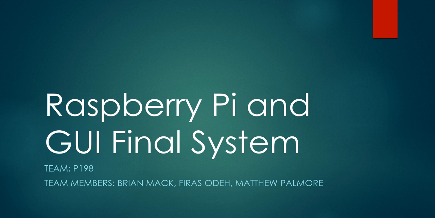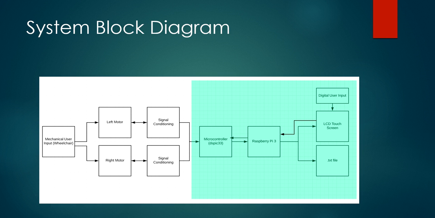Hello, in this presentation I will talk about the final system for the Raspberry Pi and GUI. Over here we have an overall system block diagram for the final product. The highlighted area represents the microcontroller dsPIC33, the Raspberry Pi, and the touchscreen. As we can see here, data will be sent and received between the microcontroller dsPIC33 and the Raspberry Pi. Data will be displayed on the touchscreen.